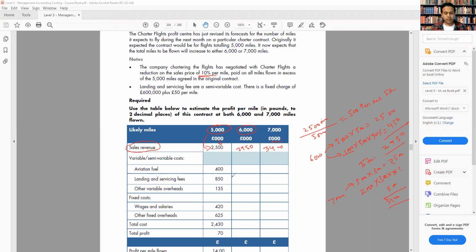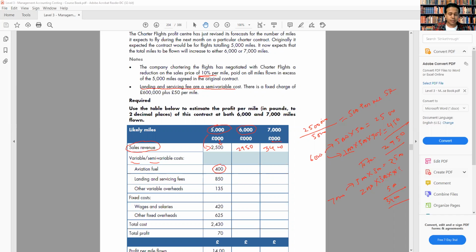All right, so the sales is done. Now I move to the aviation fuel. Fuel is a variable cost. Only landing and servicing is semi-variable. The question says landing and servicing is semi-variable, so you only look after that. Other things are variable.